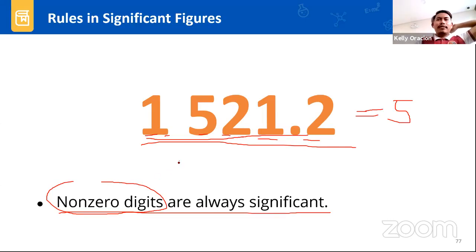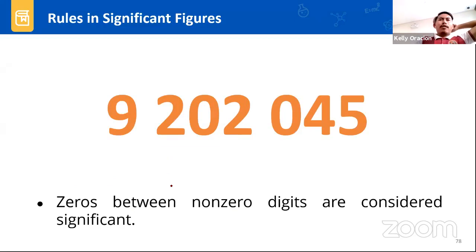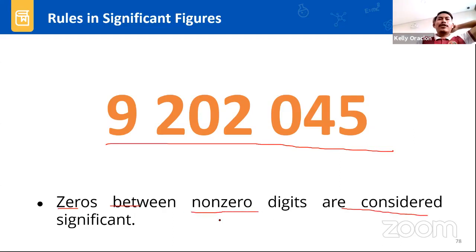Let's have another rule. Ito, 9,202,045. Zeros between non-zero digits are considered significant. Okay? Yung zero na nasa gitna ng dalawang hindi zero are considered significant. So itong zero na to, makonsider ito na significant kasi 2 and 2 by the way is a non-zero digit.